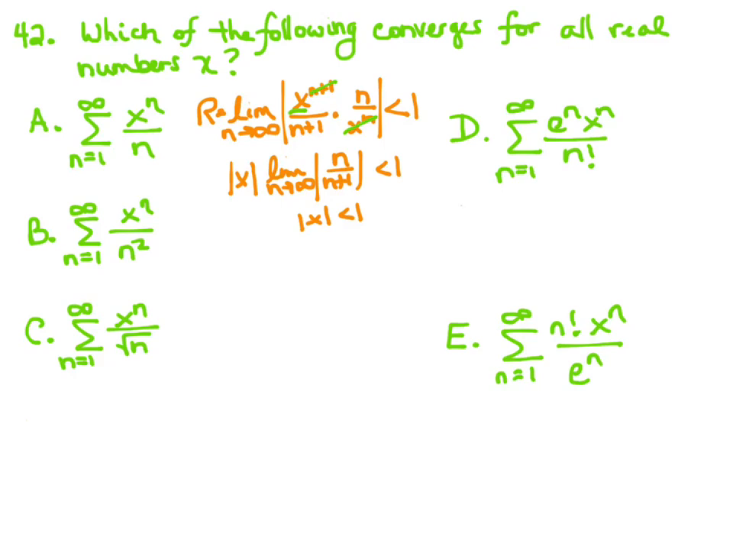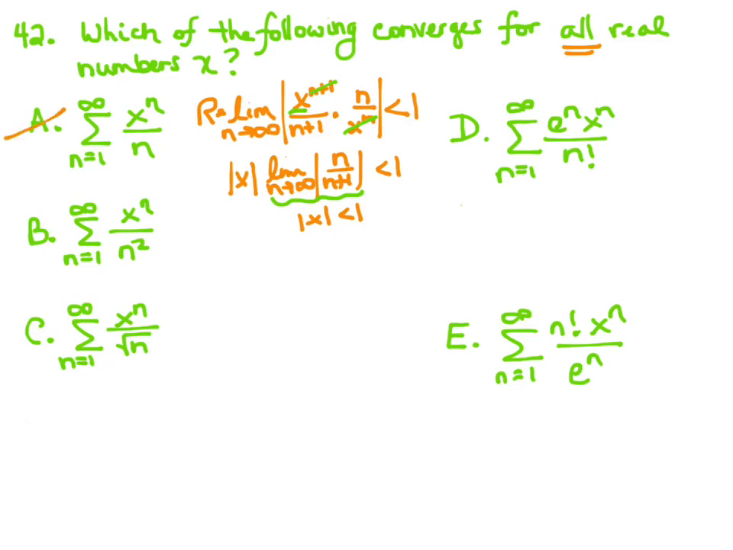If you remember from class, the way we get one that's true for all real numbers is if this limit that we take here comes out to be 0. Because then if I'm multiplying by 0, then it's always less than 1, which means it's always going to be converging. So answer A is out. It does not converge for all x's.